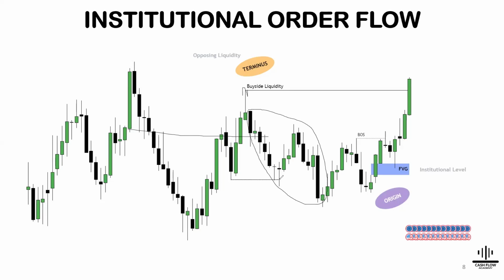So we can see this low here. And if you look at this point, price did not get to this low, but here is liquidity. So these are our opposing liquidity. So here will be the terminus and here will be the origin. So it's just about identifying where is market likely to go. That's what institutional order flow tells you.